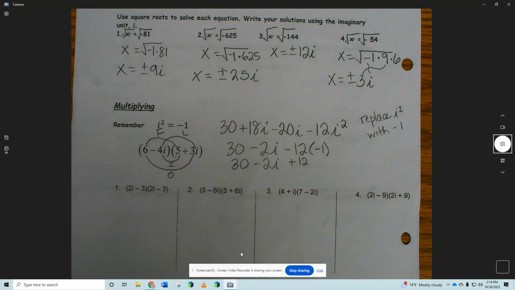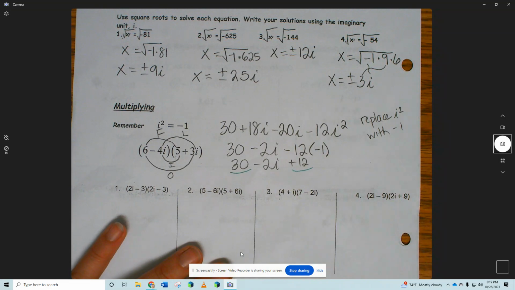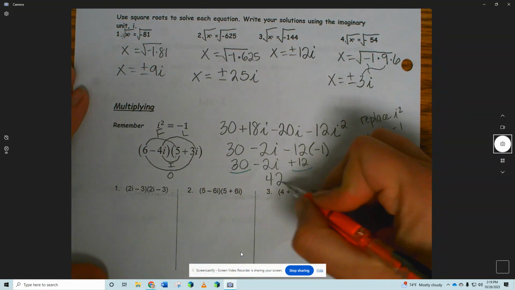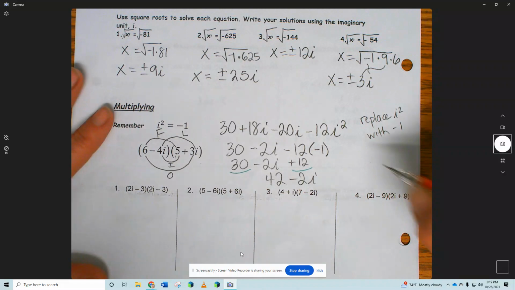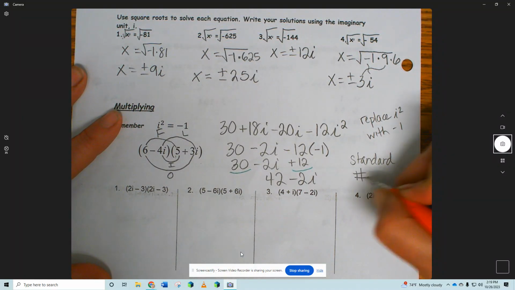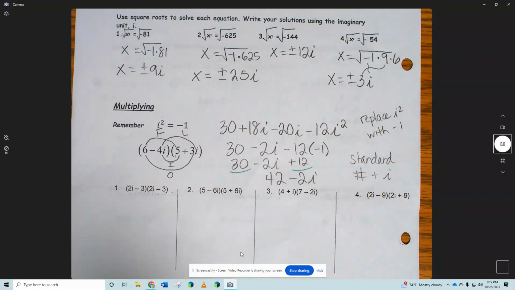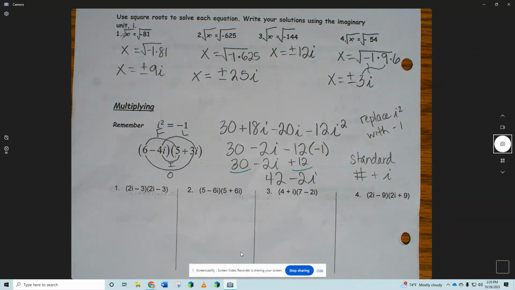Anything I could put together? Any combining like terms I can do? Yeah. So that's going to be 42 minus 2i. Remember, standard form is the number first and then a plus sign or something and then the i term. The number has more significance than an i. An i is imaginary. It doesn't have a value, really. So the number would come first because it's got a number that you could put on a number line. It has a value.